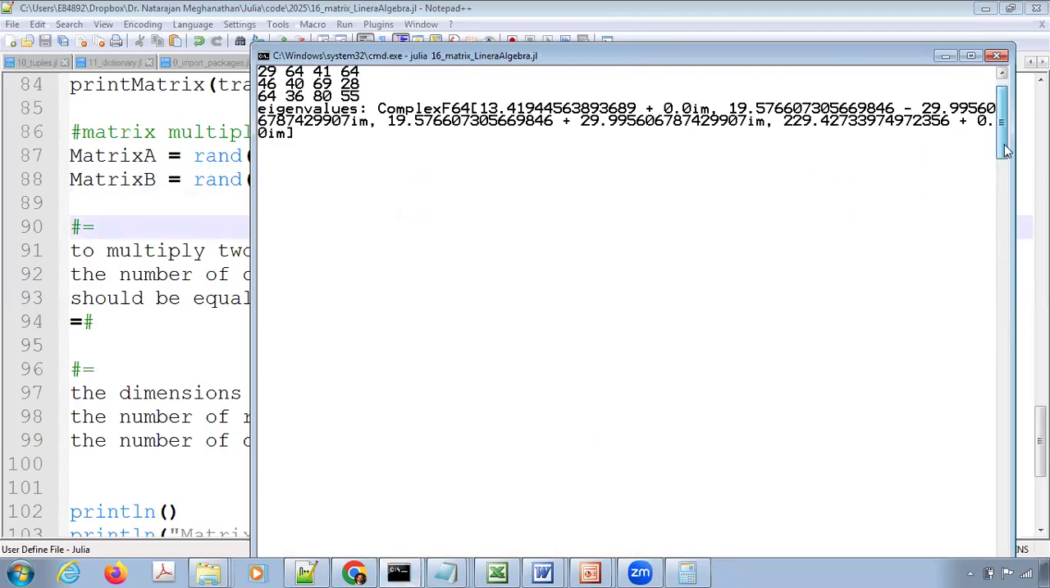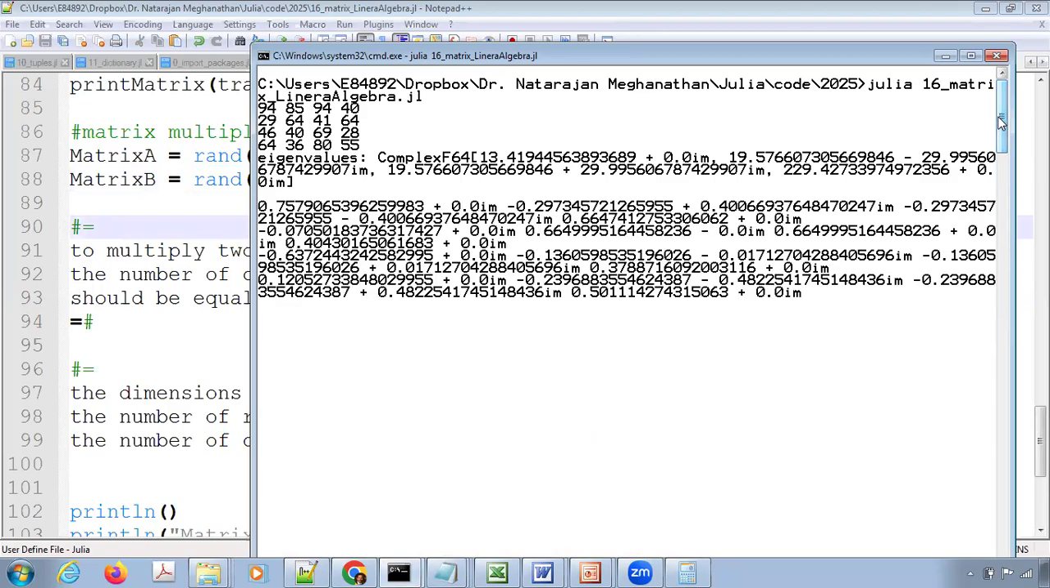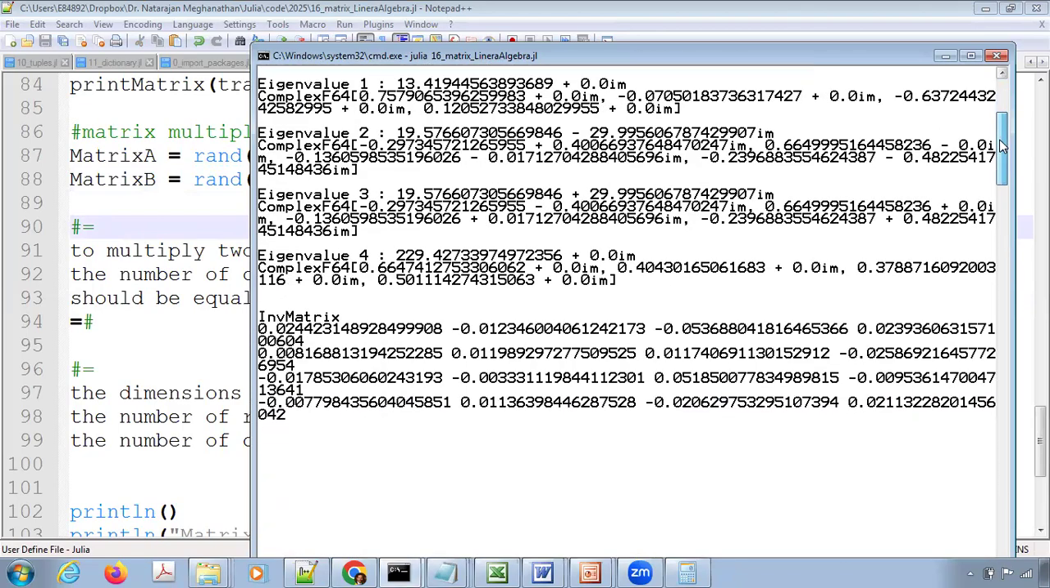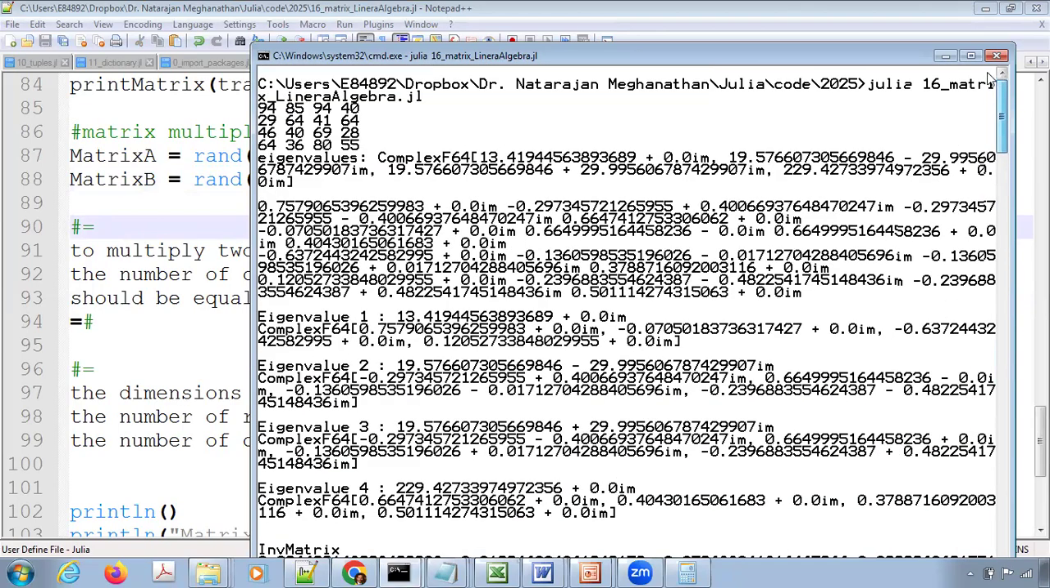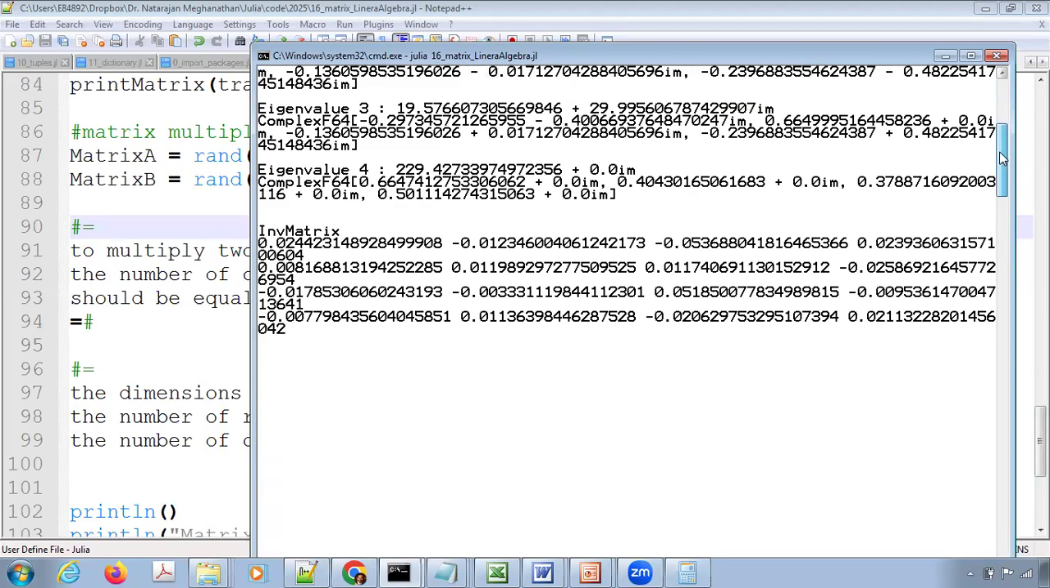Okay. So the eigenvector computation is a little time consuming. So you can see Julia takes some time to compute the eigenvalues and eigenvectors. Okay, it's done. So this is the inverse of this square matrix on the top. And it's going to compute its product. It will be an identity matrix. Let's wait for that identity matrix to get printed.